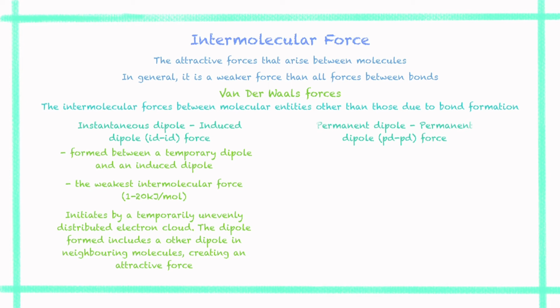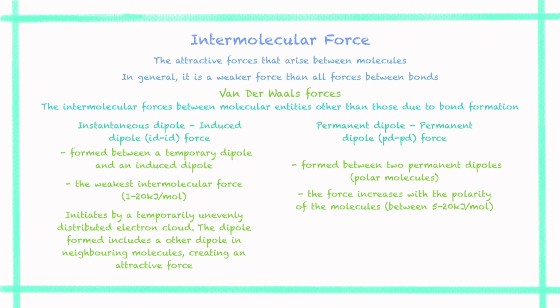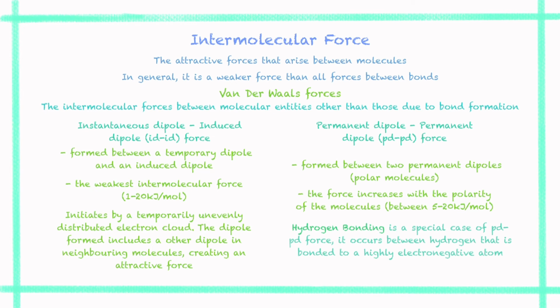The second type of force is the permanent dipole to permanent dipole force. It is formed between two permanent dipoles, which means that this force only forms between polar molecules. The force is positively correlated to the polarity of the molecules, with a strength ranging between 5 to 20 kilojoules per mole. Within the PD-PD forces, hydrogen bonding is a special case. It is a force formed between permanent dipoles in molecules where the hydrogen is bonded to a highly electronegative atom.